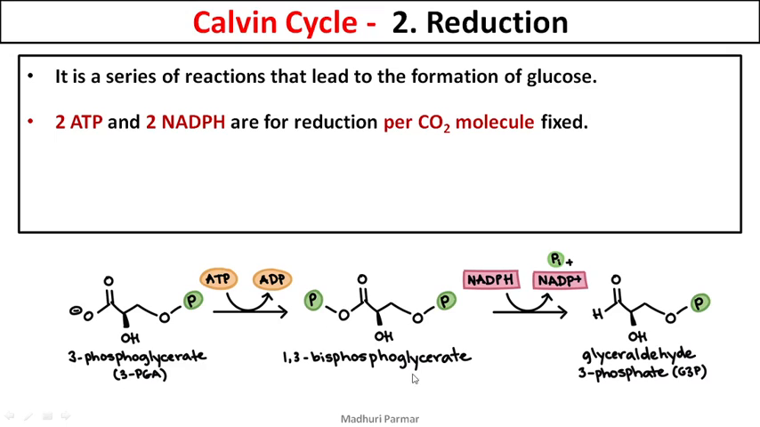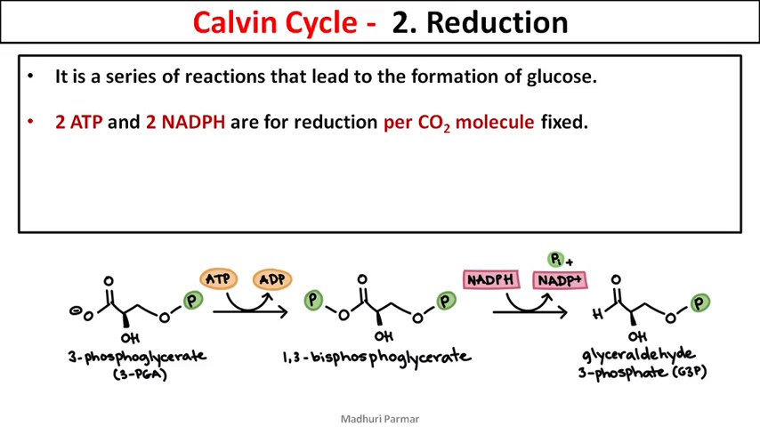This 1,3-bisphosphoglycerate will get reduced. What will be the reducing agent? It is nothing else but NADPH. NADPH will give its hydrogen, and it will give it on the first position. So when it gives that hydrogen, the phosphate is removed. So here you can see Pi being removed. NADPH will get converted into NADP plus. The hydrogen will be transferred here, and now this molecule is your glyceraldehyde 3-phosphate.